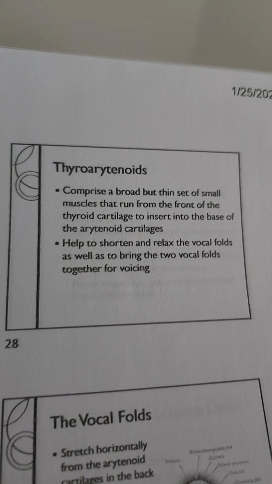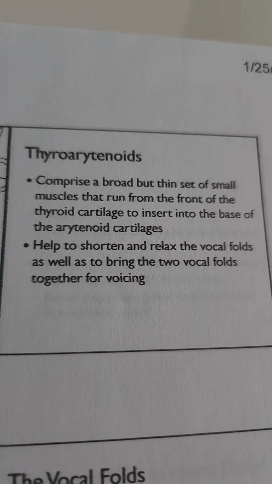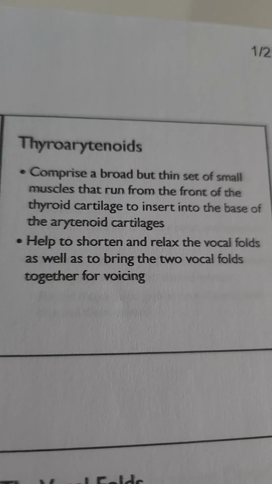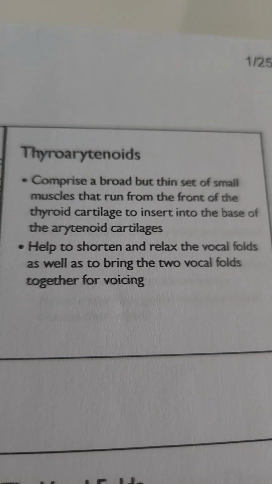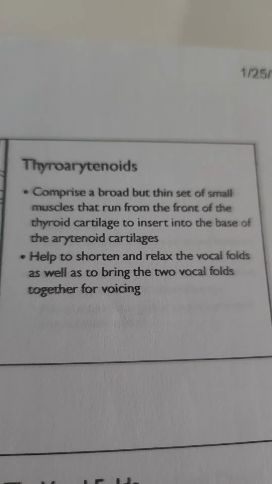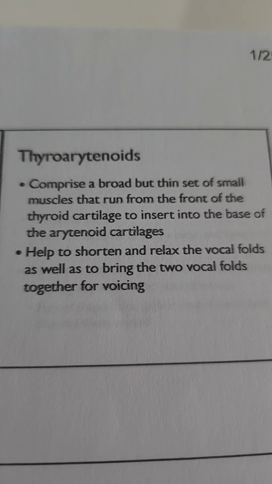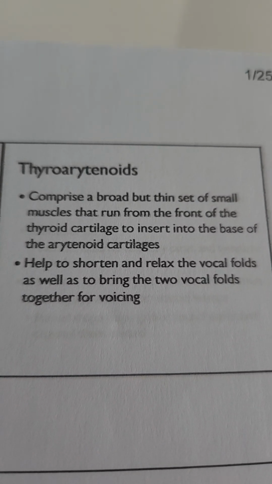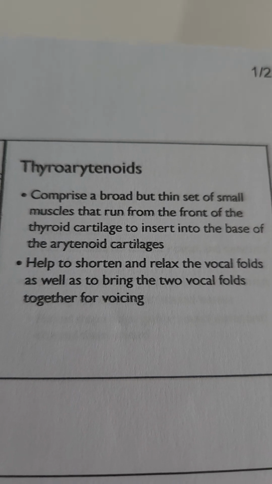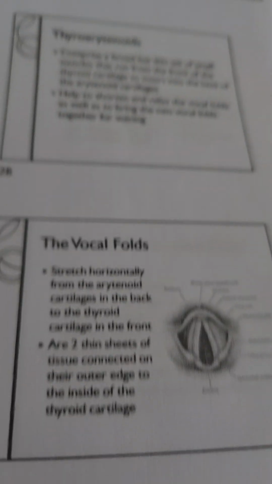The thyroarytenoids comprise a broad but thin set of small muscles that run from the front of the thyroid cartilage to insert into the base of the arytenoid cartilage. They help to shorten and relax the vocal cords as well as bring the two vocal cords together for voicing.